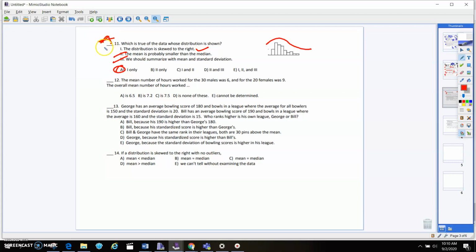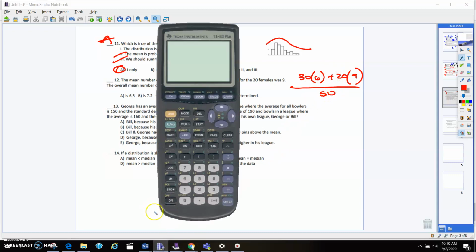Okay, on number 12, it says the mean number of hours worked for 30 males was 6 and 20 females was 9. Overall mean number of hours worked. Okay, so this is kind of like what we did earlier. You're going to take 30 times 6, and then you're going to do 20 times 9, and add together those numbers, which is going to give you 50. So you're going to go into your calculator, and you're going to get 180 plus 180 divided by 50. 7.2. That should be B.